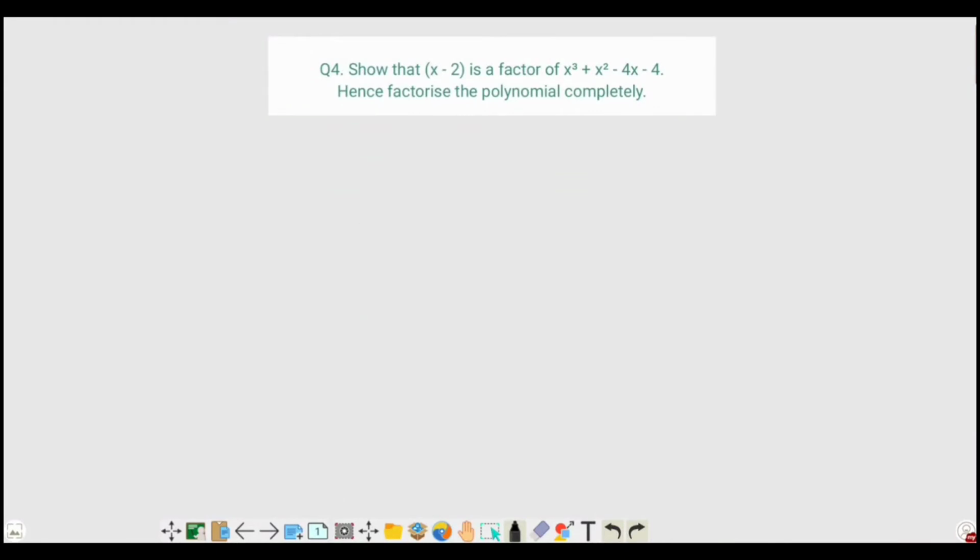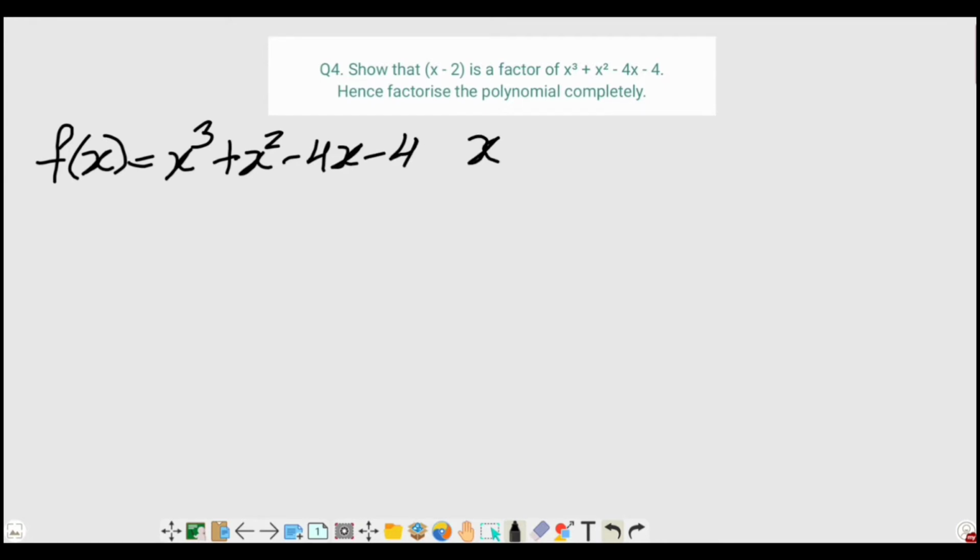Now students, solve the sum. Show that x minus 2 is a factor of the given polynomial, hence factorize the polynomial completely. Now your f of x is x cube plus x square minus 4x minus 4. Now your binomial is x minus 2. So this will give you the value of x. So your value of x is 2.